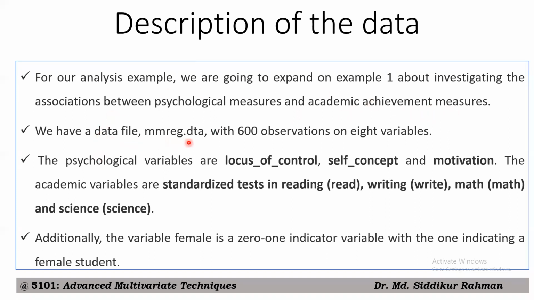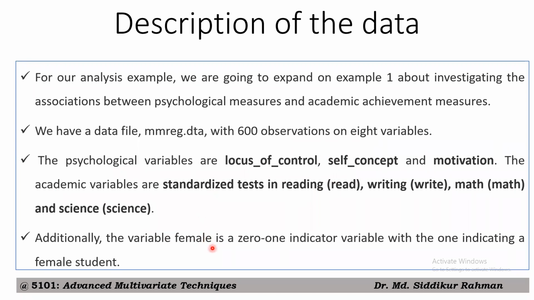So we have a data file. This data file we are going to run using R programming later on, with 600 observations on 8 variables. What are those variables? The psychological variables are locus of control, self concept and motivation, right? The other academic variables are the standardized tests: reading is one variable, writing is another, math solution is another, and finally science. So how many variables are here? There are 4.